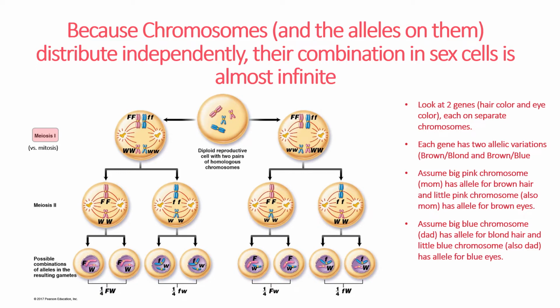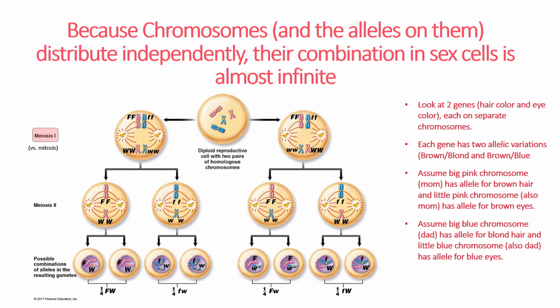The two copies of mom are distributed into one daughter cell, and the two copies of dad are distributed into the other daughter cell. In the process of mitosis, each of the daughter cells gets one copy of mom and one copy of dad. So mitosis differs from meiosis in that the chromosomes are distributed differently.